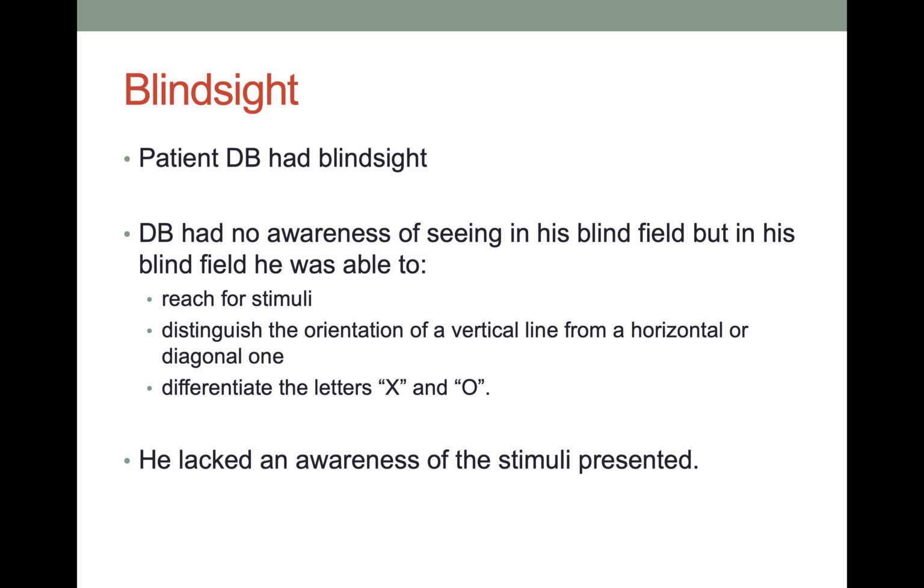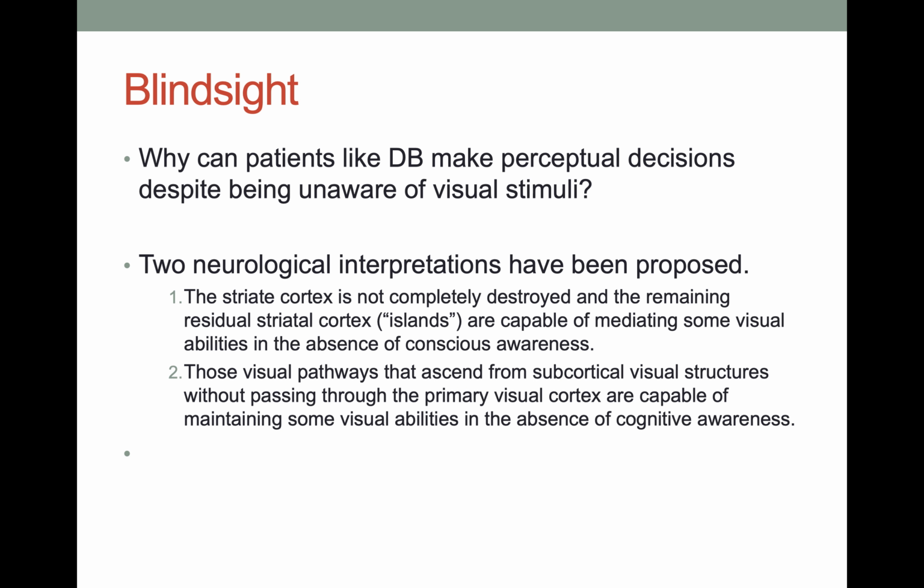So why can patients like DB make perceptual decisions despite being unaware of visual stimuli? Well, two neurological interpretations of the data have been proposed. The first is that the striate cortex is not completely destroyed and the remaining residual striate cortex, often referred to as islands, is capable of mediating some visual abilities in the absence of conscious awareness. And the second is that those visual pathways that ascend from subcortical visual structures without passing through the primary visual cortex are capable of maintaining some visual abilities in the absence of conscious awareness. Now, the evidence is not conclusive for either hypothesis. It is possible that both mechanisms contribute to this phenomenon.